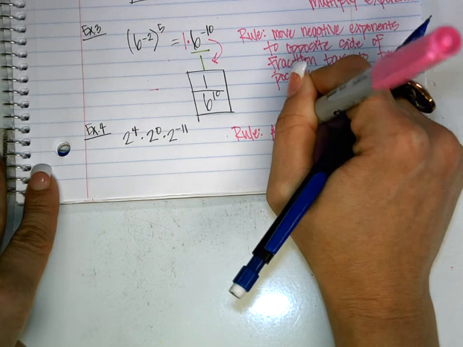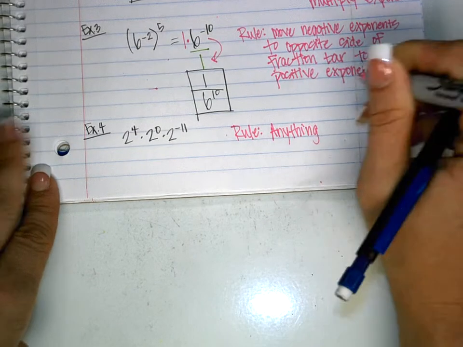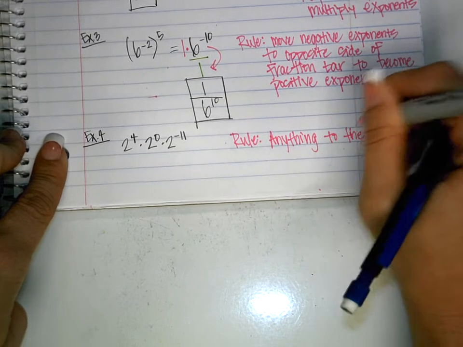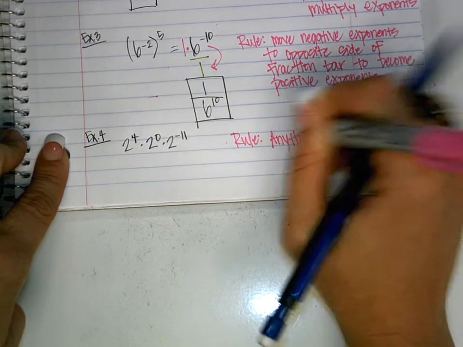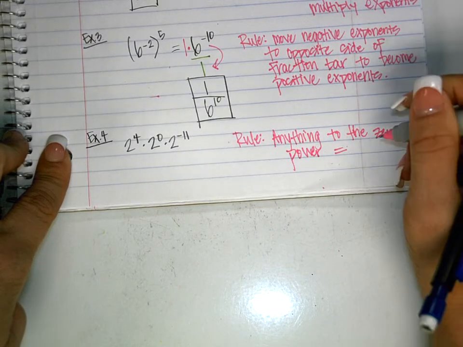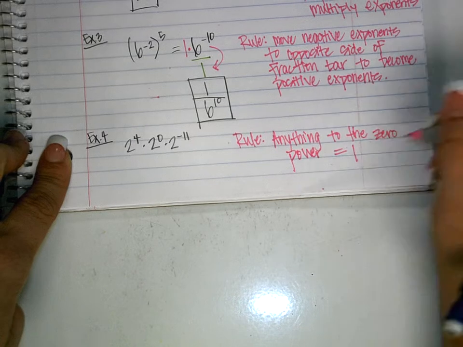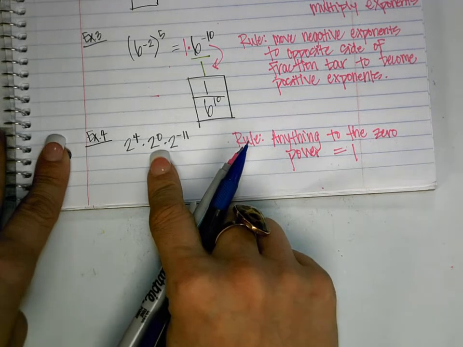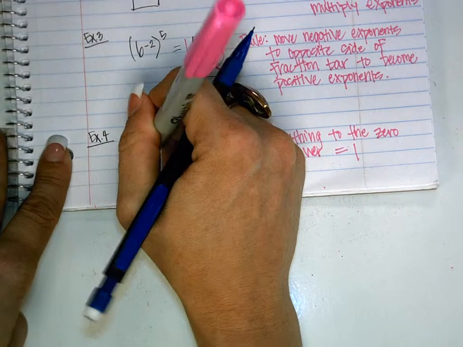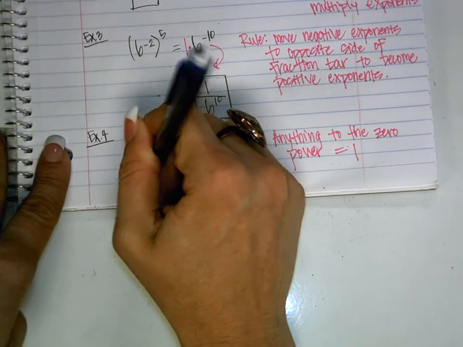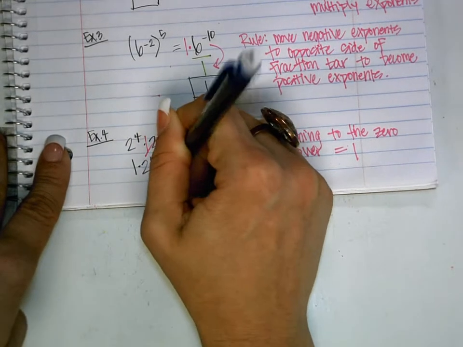Anything, numbers or letters, so variables or numbers, anything to the 0 power equals, does anyone know? Anything to the 0 power equals 1. It does not equal 0, it equals 1. So here, 2 to the 0, we don't even have to deal with it. It reduces away, and that's equal to just 1. So really this is 1 times 2 to the 4th times 2 to the negative 11th.